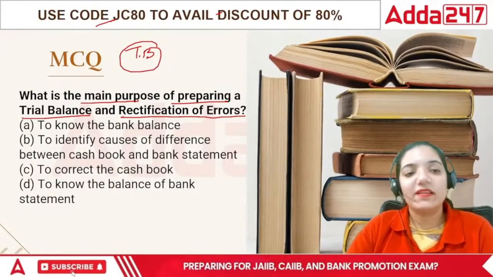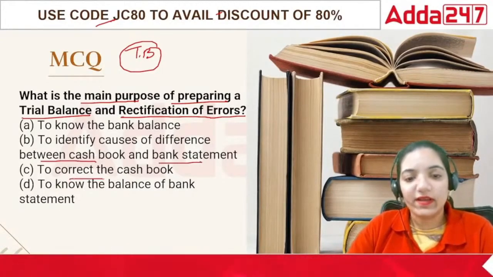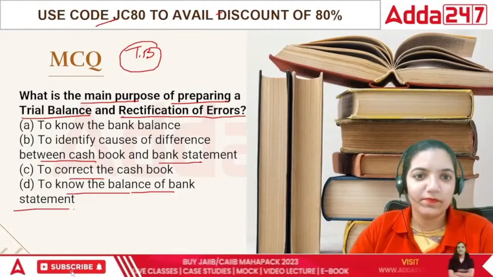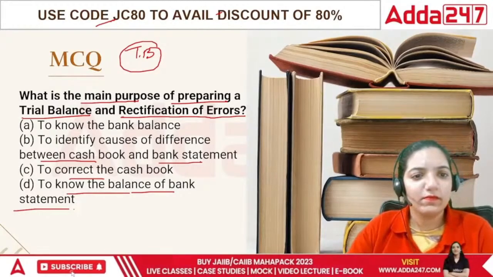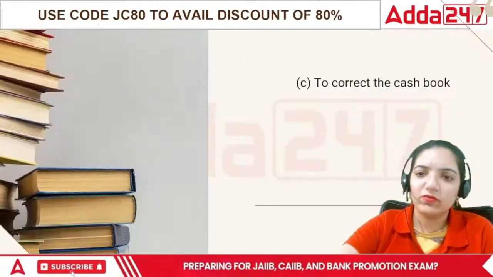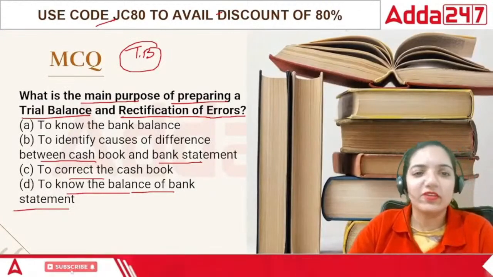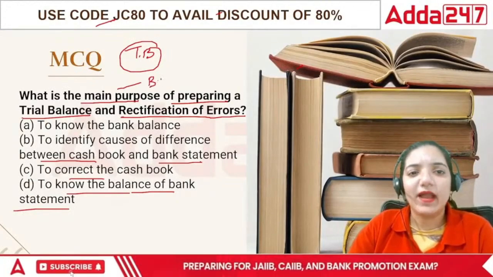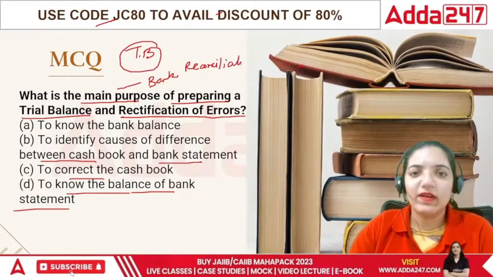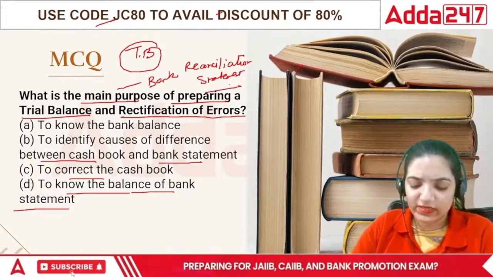To know the bank balance, to identify the causes of difference between cash book and bank statement, or to correct the cash book, or to know the balance of the bank statement. When we are preparing trial balance and errors, actually we do not look forward to anything. We are to correct the cash book. No, this is bank reconciliation statement. The question has to be changed. We prepare bank reconciliation statement for this. The question is wrong. Why do we prepare bank reconciliation statement? We try to do it so that we can correct it.